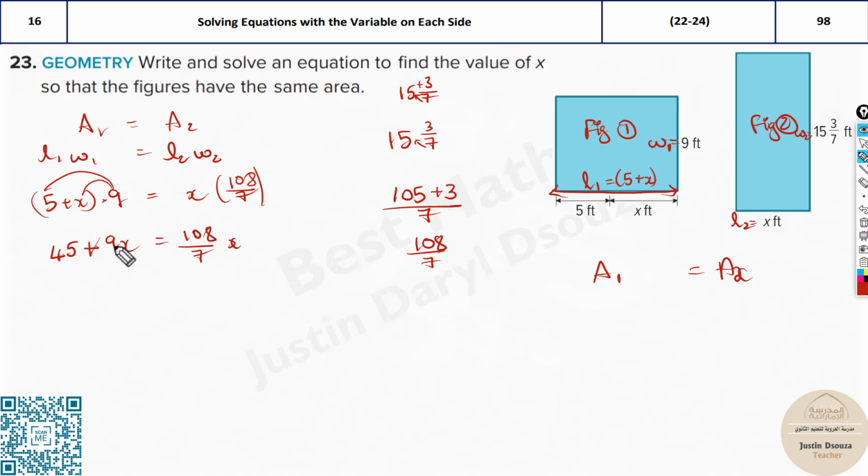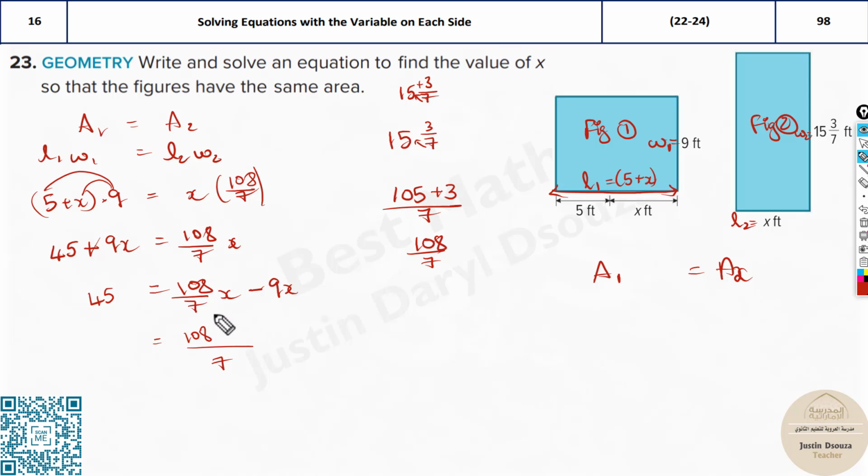Now, which is bigger? Is this 9 value or 108? It is 108 because we saw it is about 15 and a half. So 108 by 7 remains over here itself. This x remains, minus 9x. That is 45 here. Now, how would you solve this? The way to solve it is, we have done it before. This becomes 7. Now, 7, it will be 108.